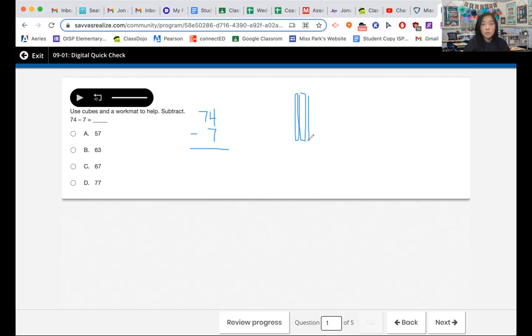2, 3, 4, 5, 6, 7. Okay, I drew 7 10s. Now, how many 1s are in the number 74? 4. Very good. 4. 1, 2, 3, 4. Okay, now we need to subtract 7.